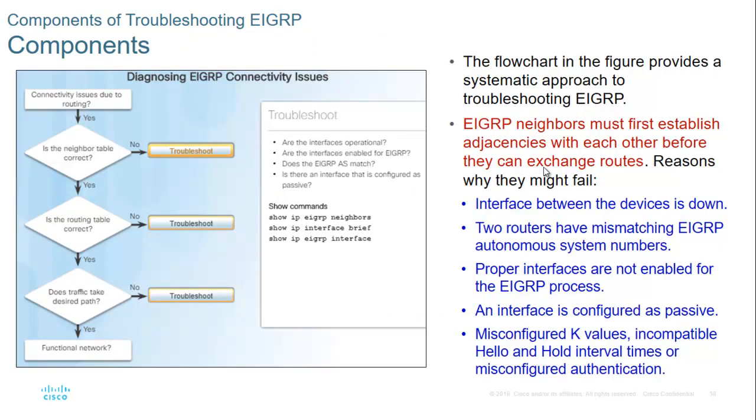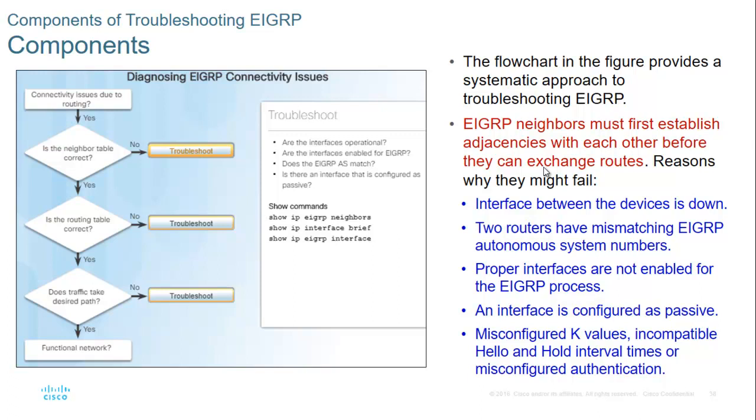This flowchart provides a systematic approach to troubleshooting EIGRP. EIGRP neighbors must first establish adjacencies with each other before they can exchange routes. Okay? Reasons why they might fail to establish adjacencies could be the interface between the devices is down. While you configure the IP address, you forgot the no shutdown. Two routers have mismatched EIGRP autonomous system numbers. Proper interfaces are not enabled for the EIGRP process. This is typically for IP version 6.